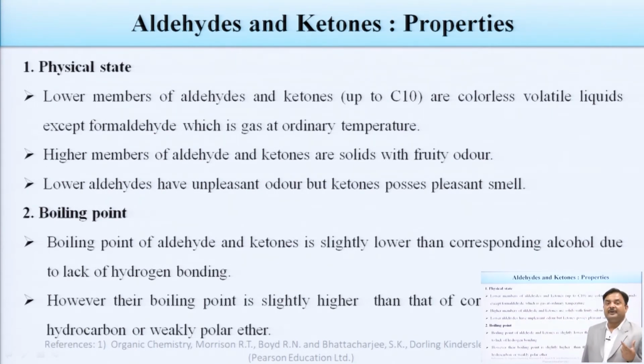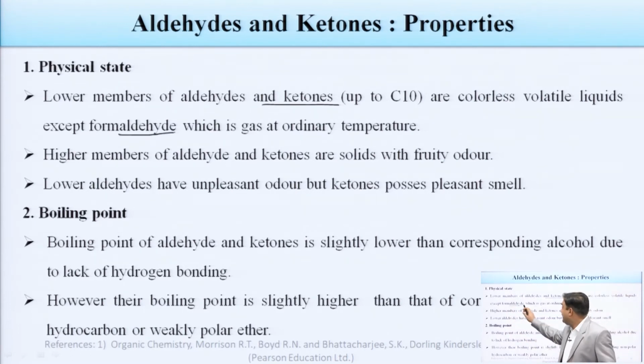Now, come to the simple properties of aldehydes and ketones. First of all, we will discuss the physical states. The lower members of aldehydes and ketones, up to 10 carbon atoms, are colorless volatile liquids, except formaldehyde, which is a gas at ordinary temperature. Higher members of aldehydes and ketones are solids with fruity smells. Lower aldehydes have an unpleasant odor, but ketones possess a pleasant smell. You should remember these points.